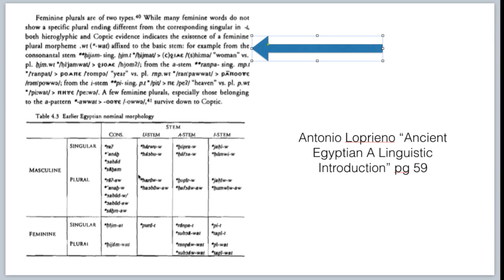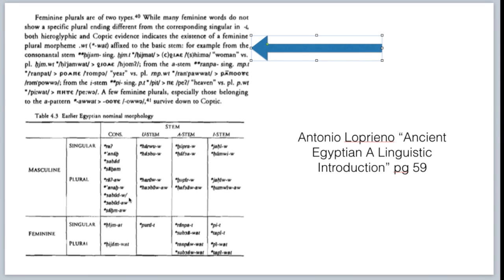And then he goes on and has reconstructions of hypothetical ways of pronouncing it in terms of the insertion of the vowels, etc. But this is from page 59 of his work. So that's 4 scholars that are in agreement.